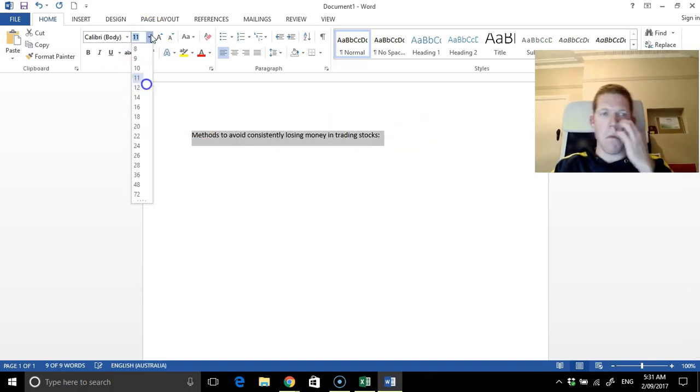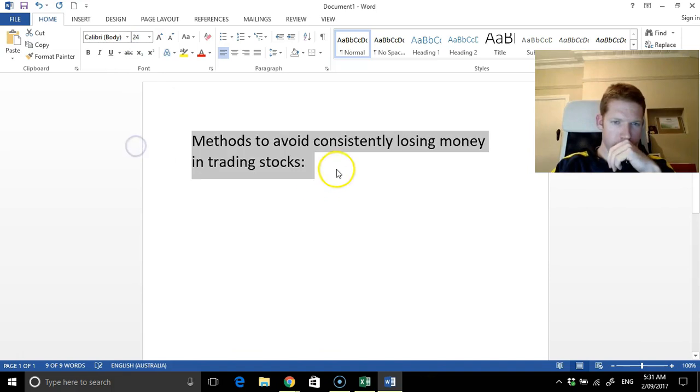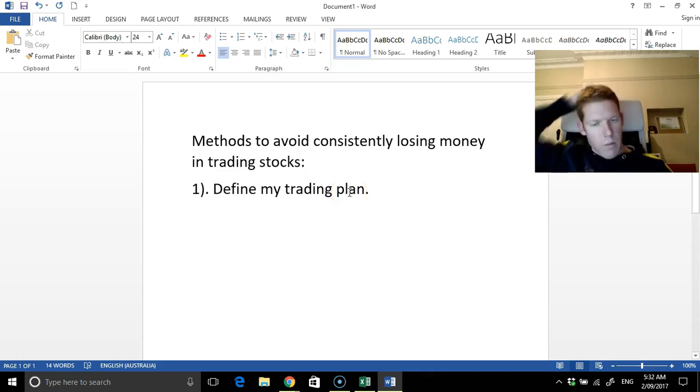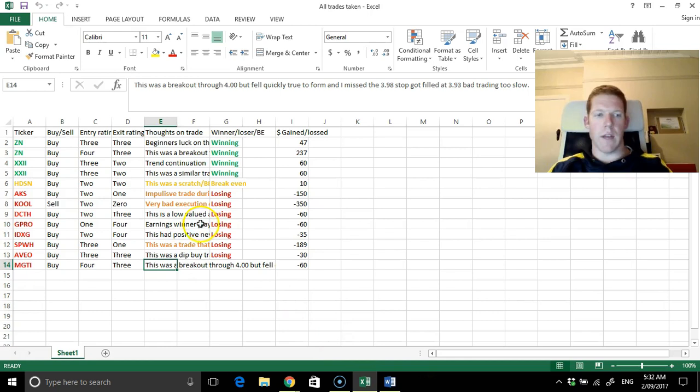Let's make this like, what do we want to make it? Number one, define my trading plan. Okay, so what I've looked at with this trading journal is that obviously I'm more into buying than selling. So I am fully aware that you've got to adapt and that I understand that. So what I do like though is breakouts of strong resistance levels.